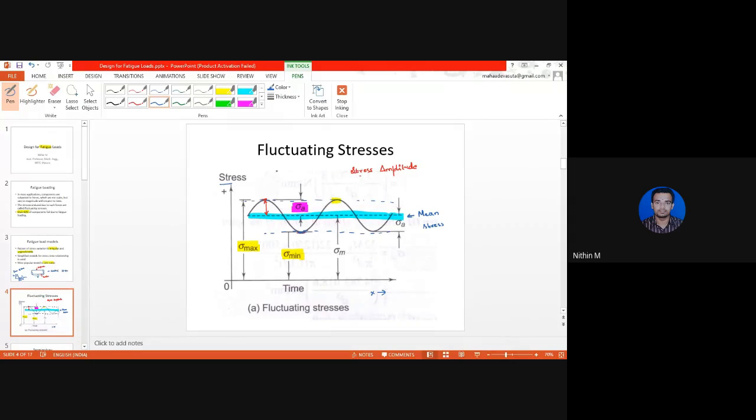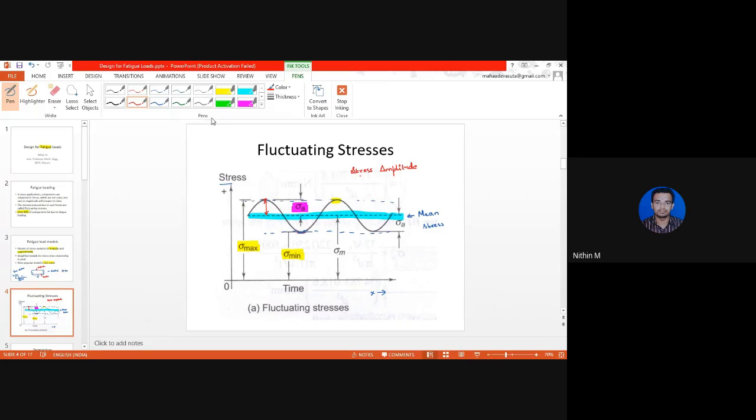Now, what is stress amplitude? Stress amplitude is the maximum displacement of the wave from the mean position. From the mean stress line, the maximum stress deviation on either side, that is what we call as stress amplitude.